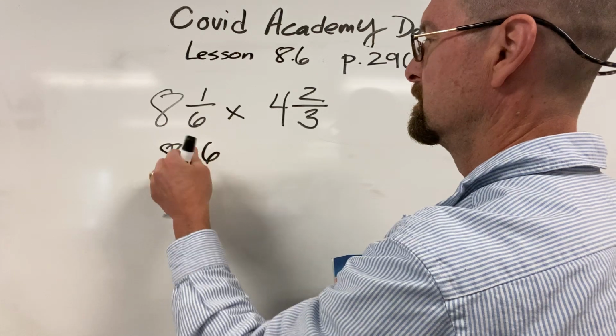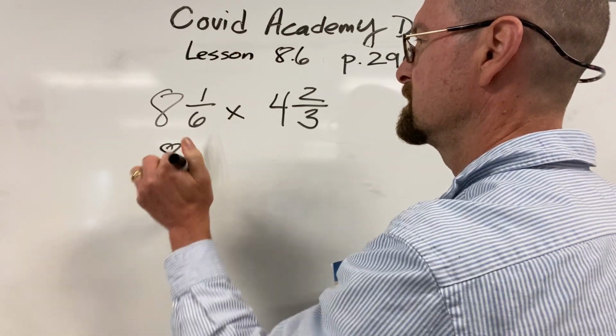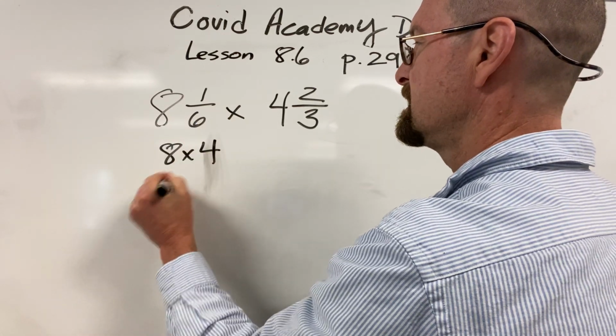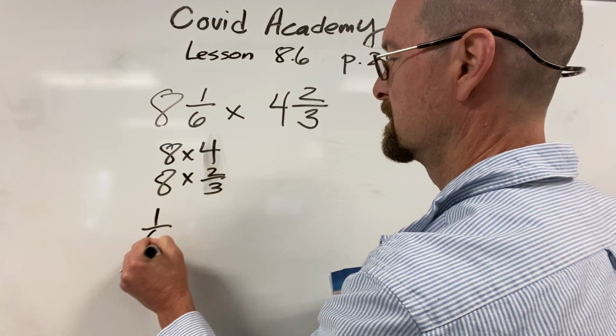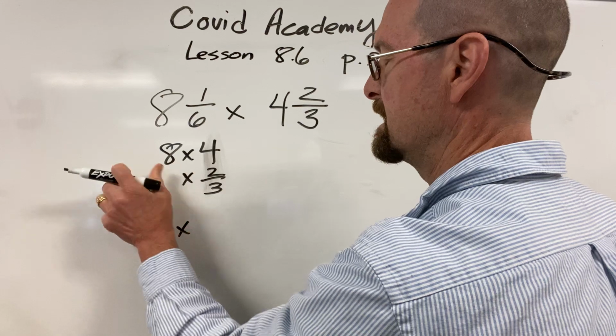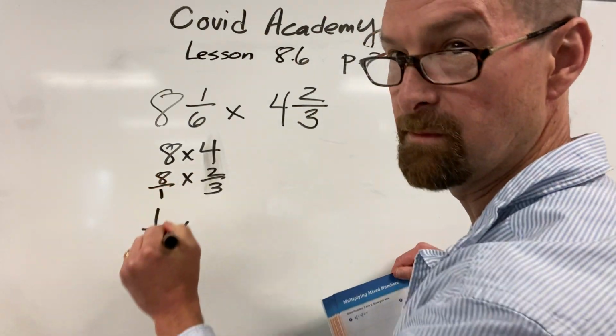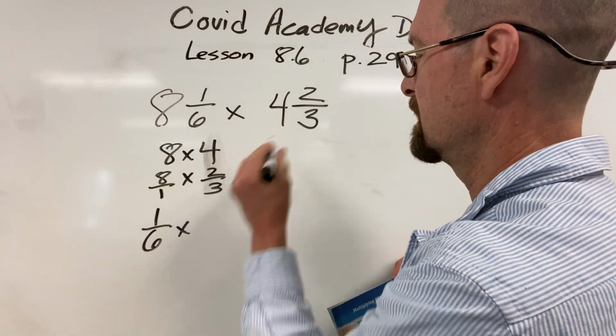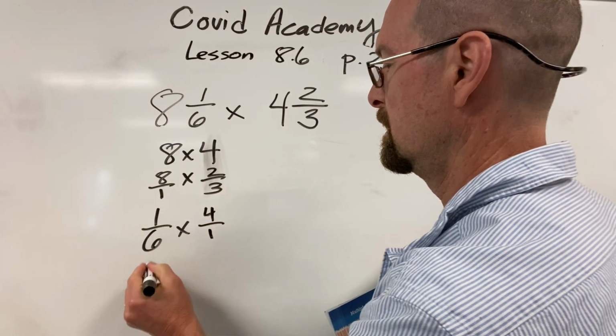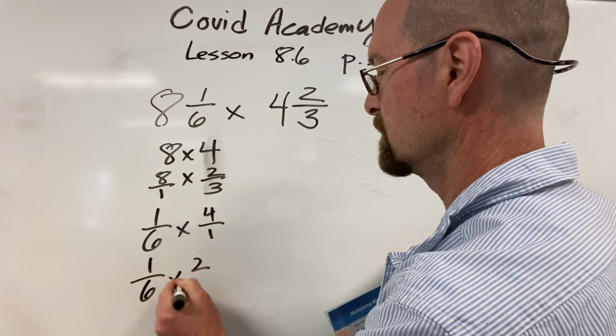8 times, no, there's no 8 times 6. 8 times the 4. 8 times the 2/3. 1/6 times, I'm just going to go ahead and write that 8 over 1 because you've seen me do that many times now. That's the same as 8. 1/6 times the 4 and 1/6 times the 2/3.